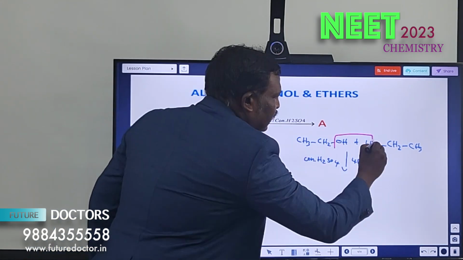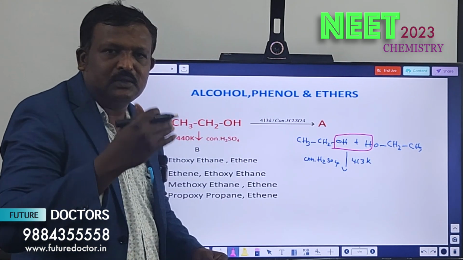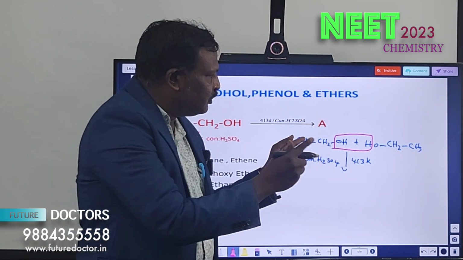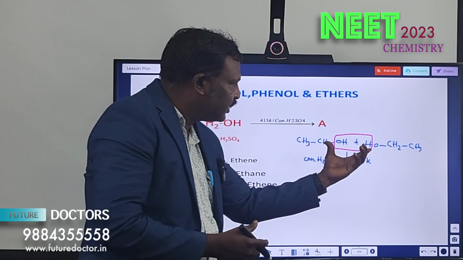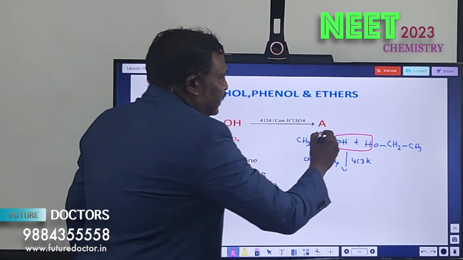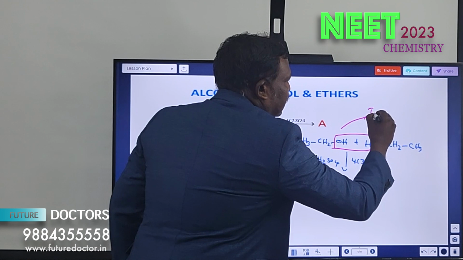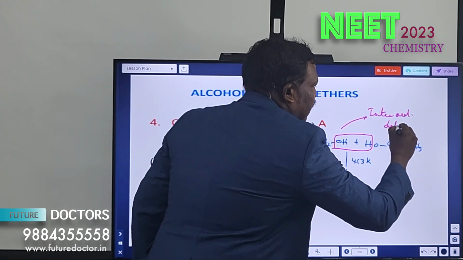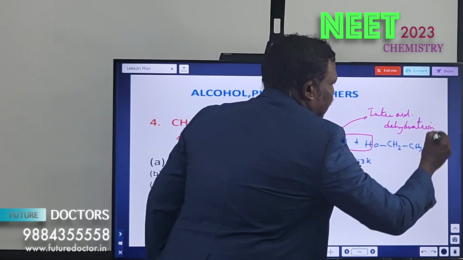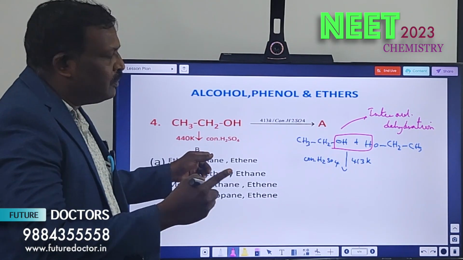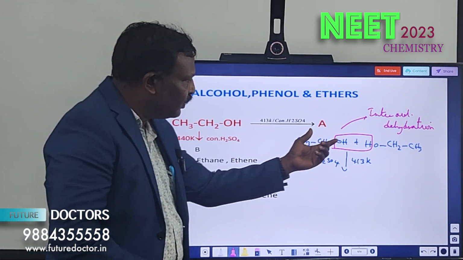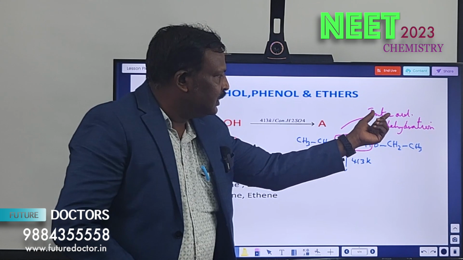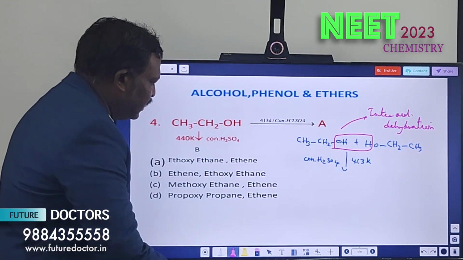Dehydrating agent means it has the tendency to remove a water molecule. The water molecule is removed between the two molecules. This kind of dehydration is called intermolecular dehydration. Another one we are going to see is called intramolecular dehydration. Here the water molecule is removed between the two molecules, and only then is it called intermolecular dehydration.